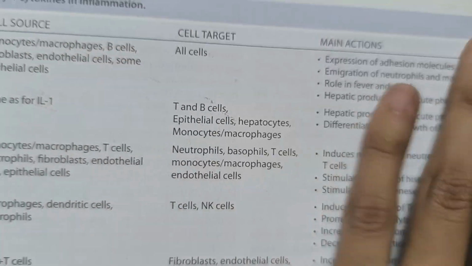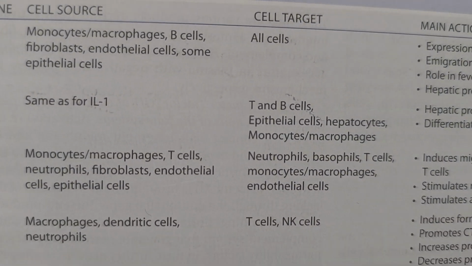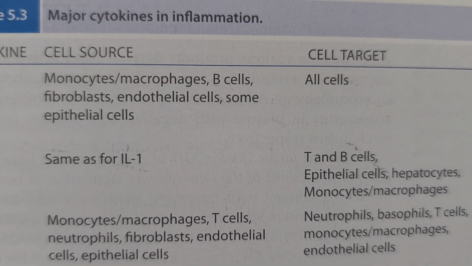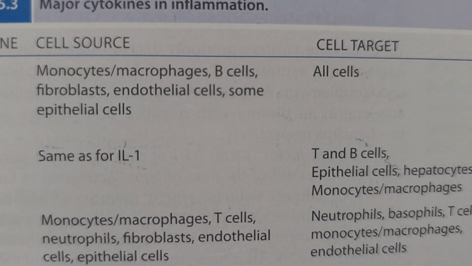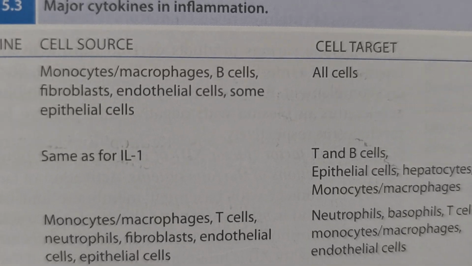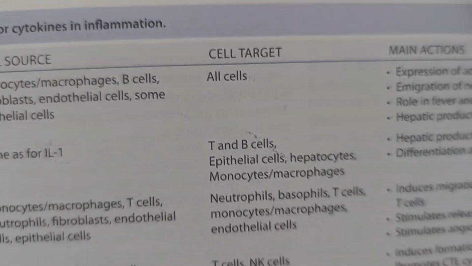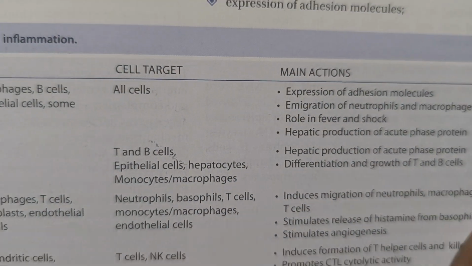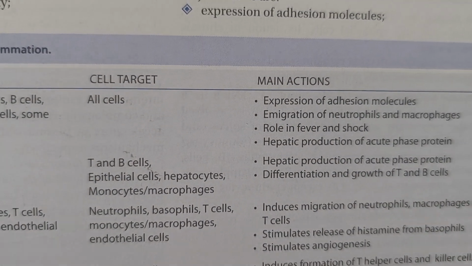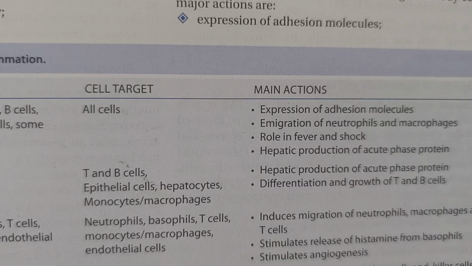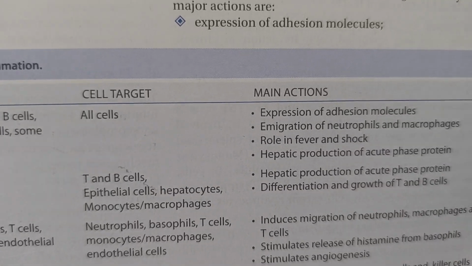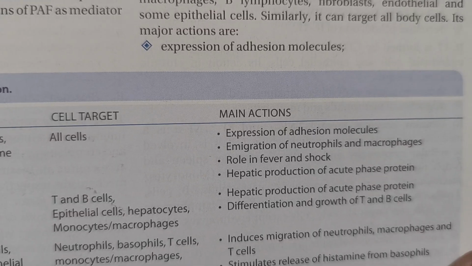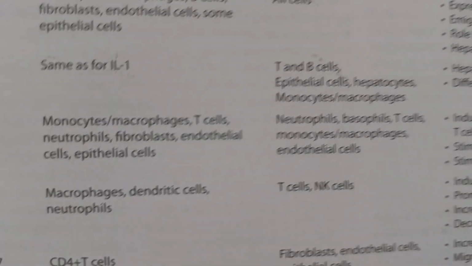So let us repeat. First is interleukin 1, which is produced from the monocyte or macrophage, B cell, fibroblast, endothelial cells and some epithelial cells. It acts on all the cells and is responsible for expression of adhesion molecules, emigration of neutrophils and macrophages, helps in fever and shock production, and hepatic production of acute phase reactants.